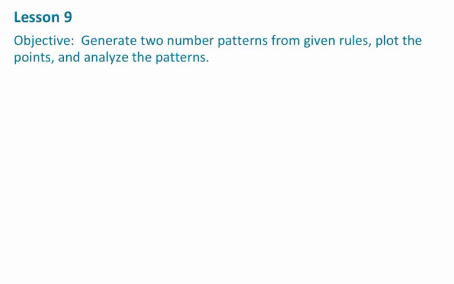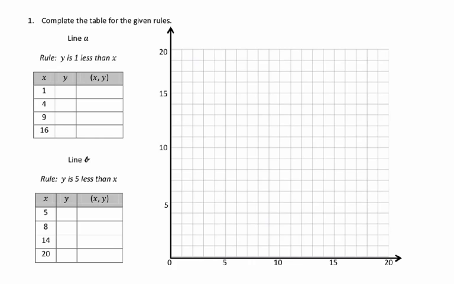Okay, so let's take a look at homework problem number 1, and it says complete the table for the given rules. For line A, the rule is y is 1 less than x, and there's a table there with the given values of x. And then line B, where the rule is y is 5 less than x, and they give you the values of x. Okay, so first thing we're going to do is fill out our table.